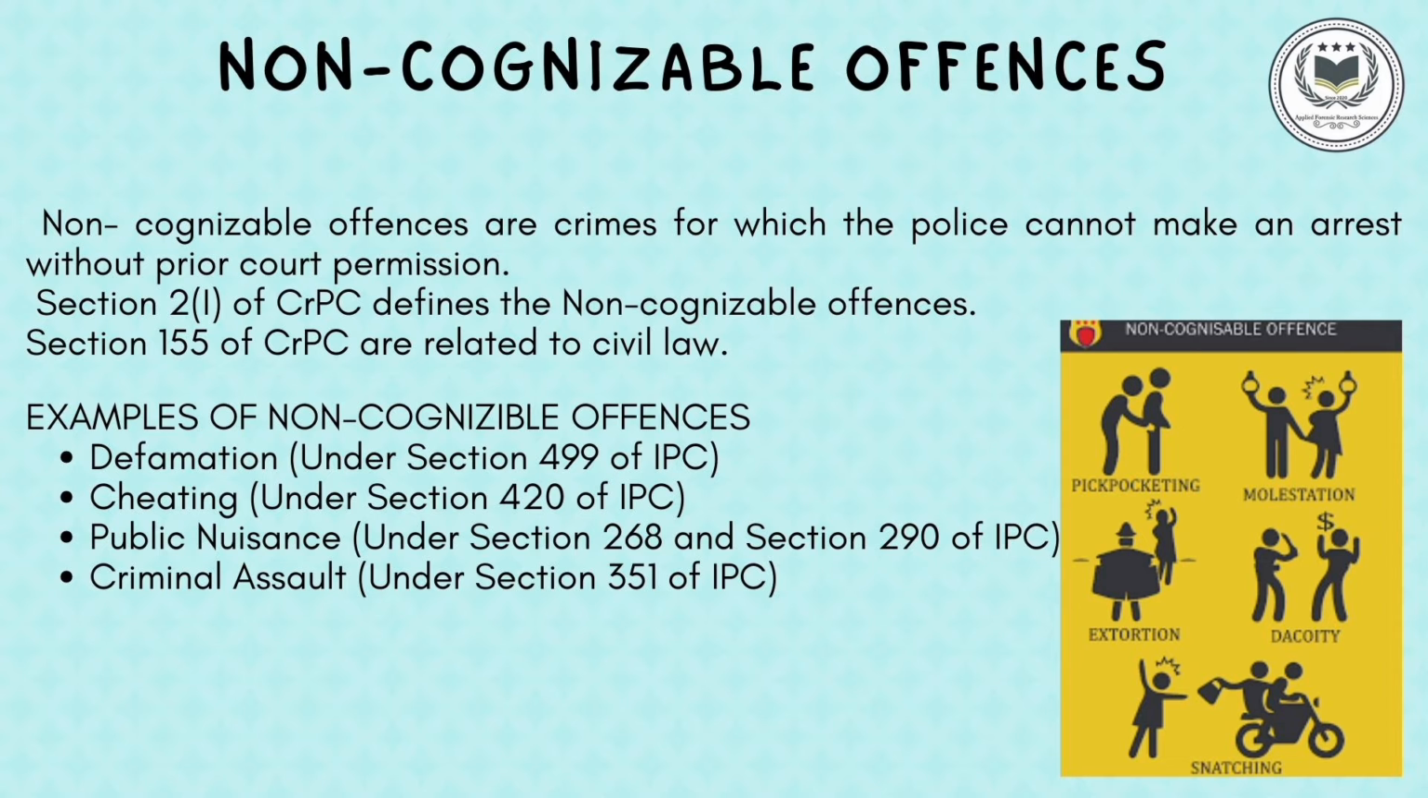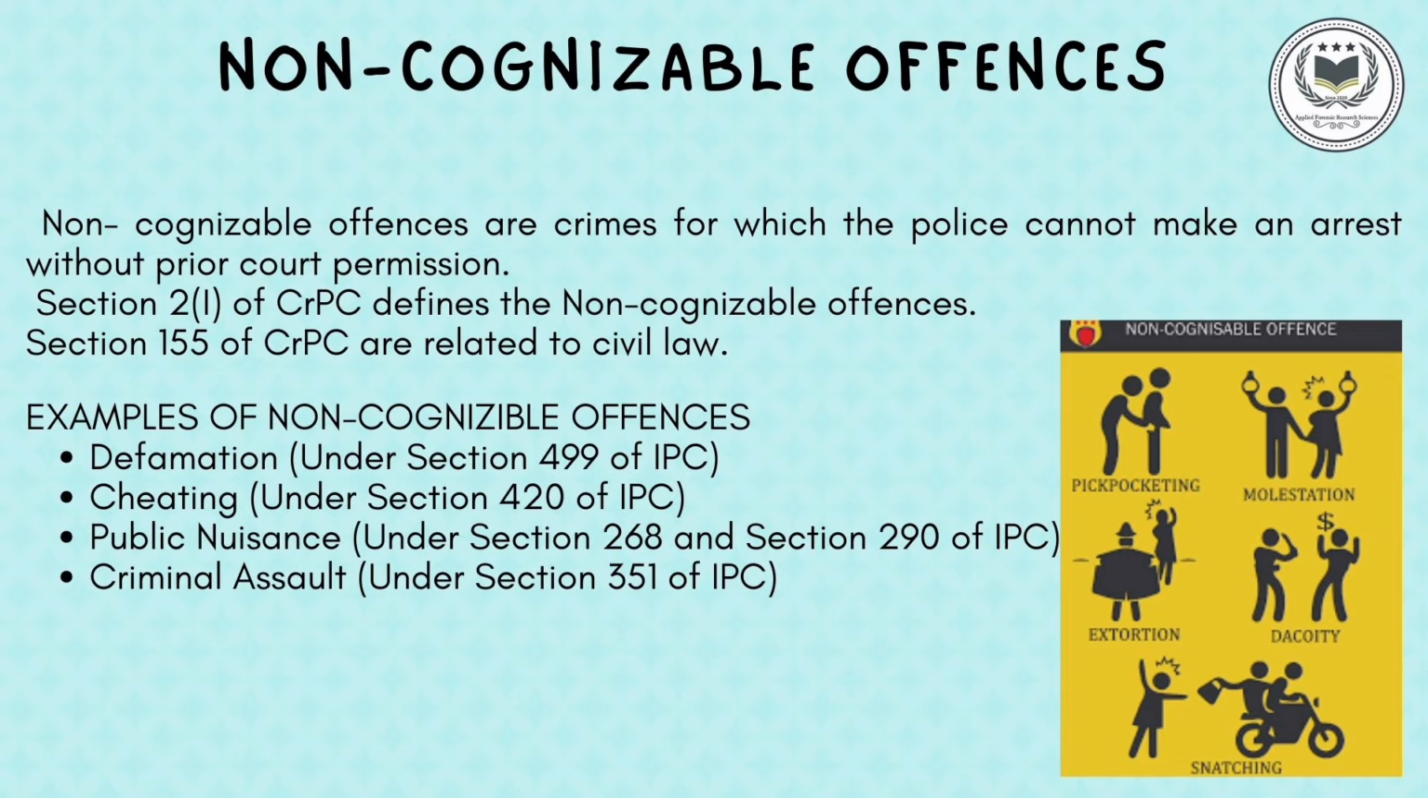What are non-cognizable offenses? Non-cognizable offenses are crimes for which the police cannot make an arrest without permission from the court or arrest warrant. The police need to have a valid arrest warrant to arrest in case of non-cognizable offenses. Non-cognizable offenses are less serious in nature than cognizable offenses. They only affect an individual or few individuals and not the society as a whole. Section 2I of CRPC defines the non-cognizable offenses and Section 155 of CRPC is related to the civil law.